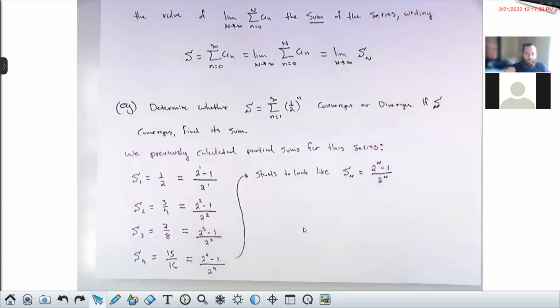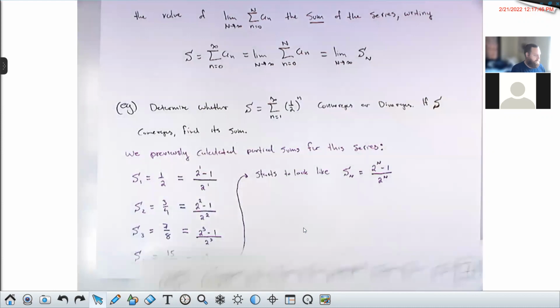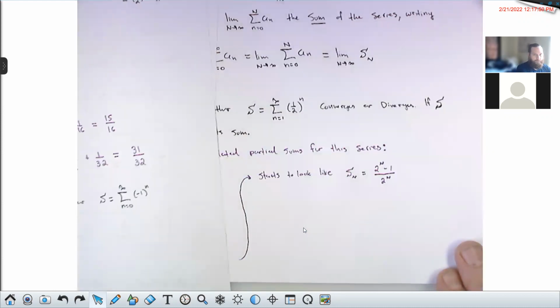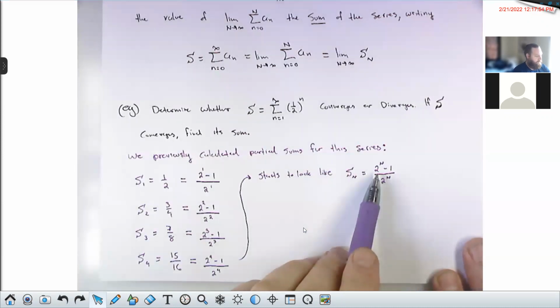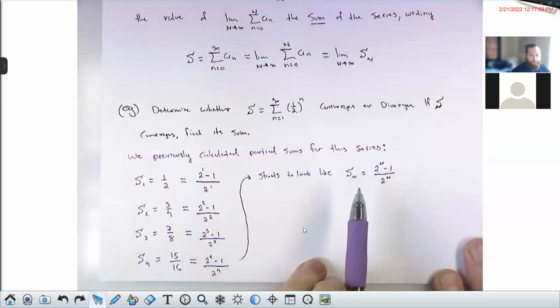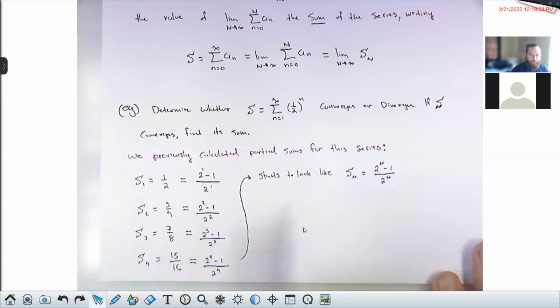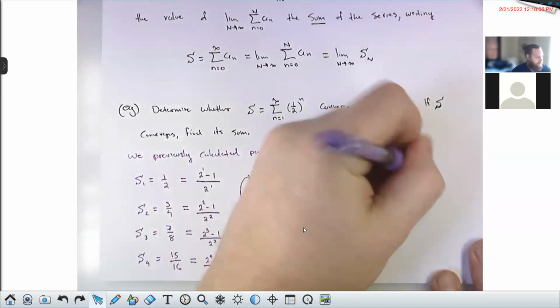And we can check, does this match up with what we did before? Remember, we computed one extra of these guys before. I went out to S5 before. S5 was 31 over 32. If I plug in 5 here, what do I get? Well, I get 2 to the 5 minus 1, which is 32 minus 1, which is 31, divided by 2 to the 5, which is 32. So yeah, 31 over 32. This is good.